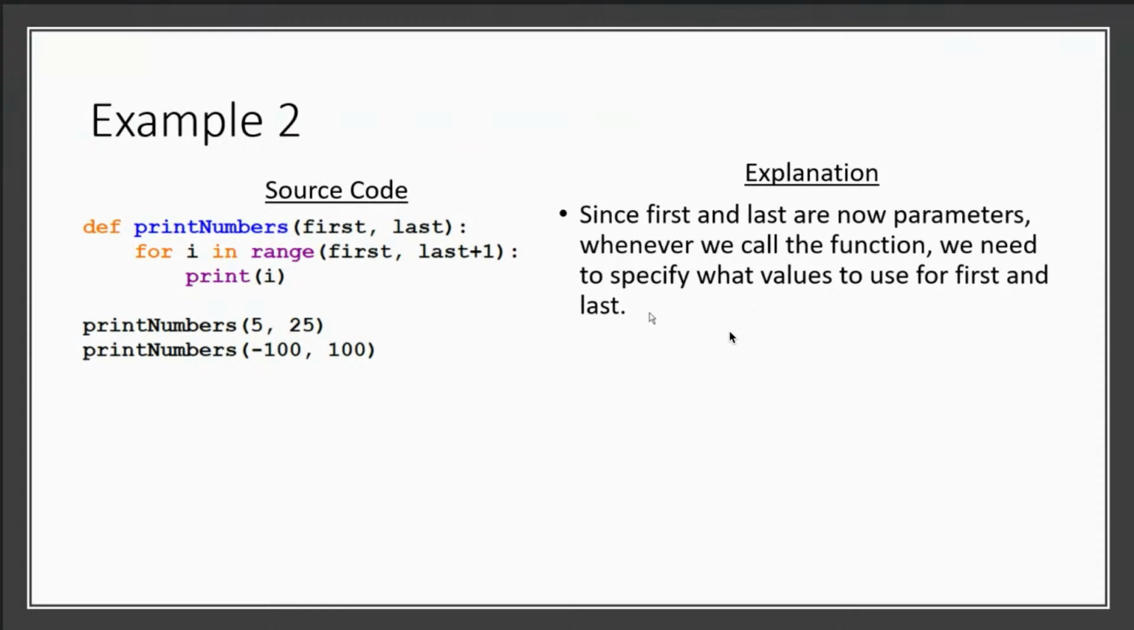So when I'm calling my function, I'm going to say print numbers, open parentheses, and I'm going to say 5. This first number corresponds to our first parameter, and this second number corresponds to our second parameter. What is this function going to do? 5 to 25. And this one? Negative 100. Cool.